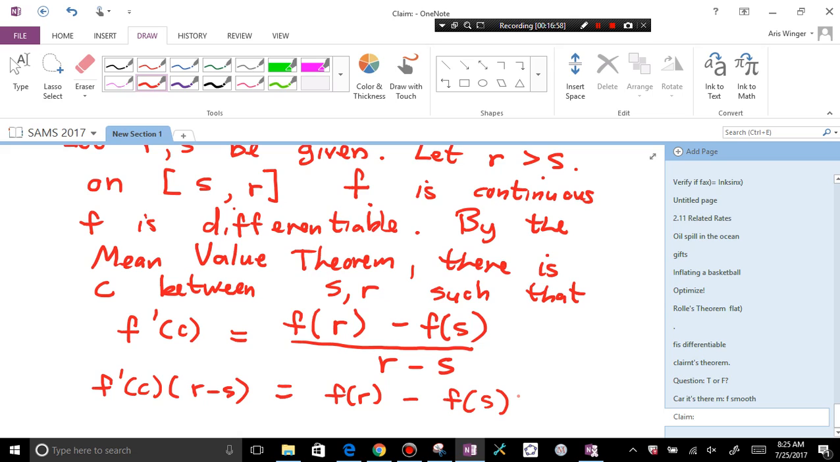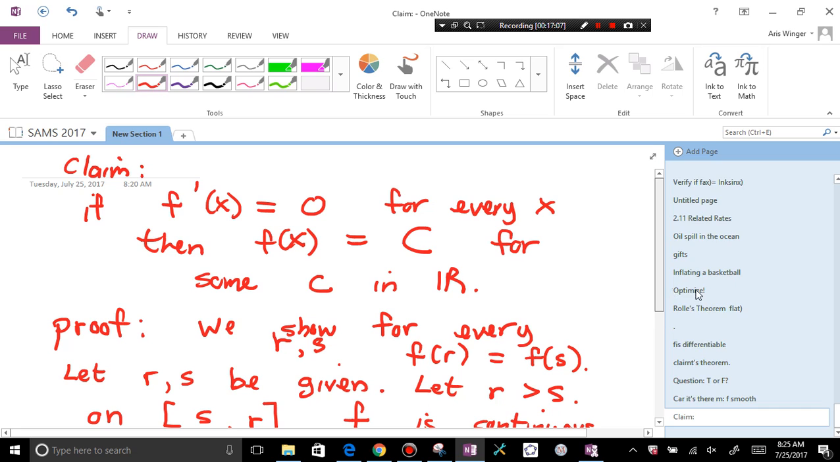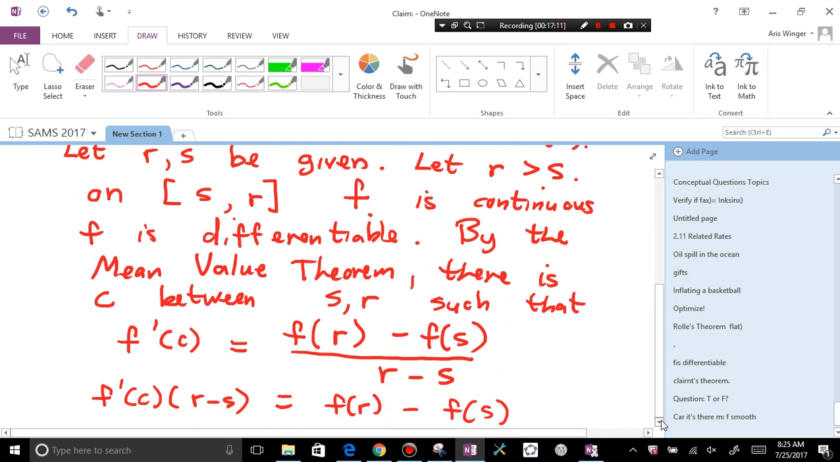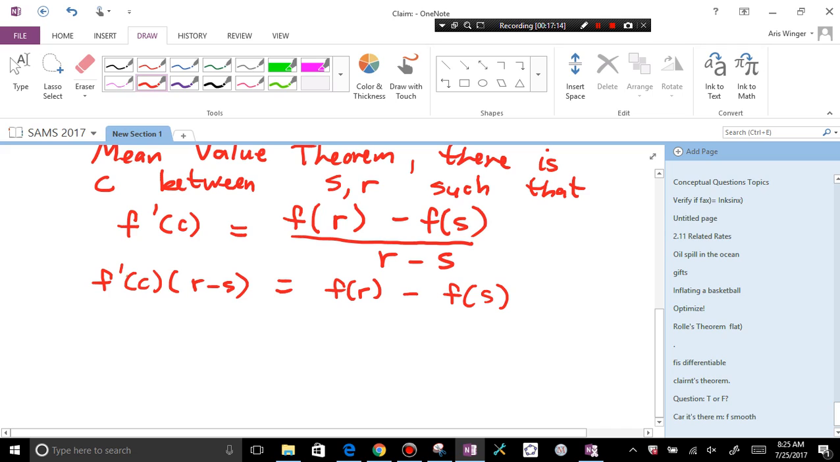What do I know about f prime of c? Why? Because it said so. That's right. Excellent. We assume by hypothesis this is 0, and therefore 0 is equal to f of r minus f of s. And thus f of r is equal to f of s.